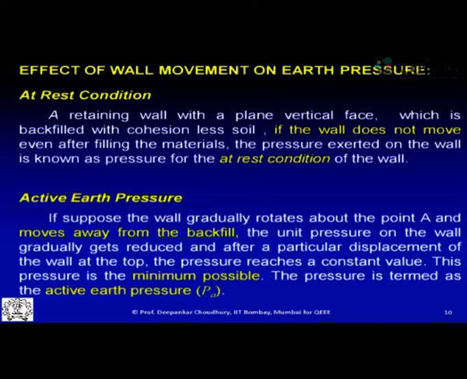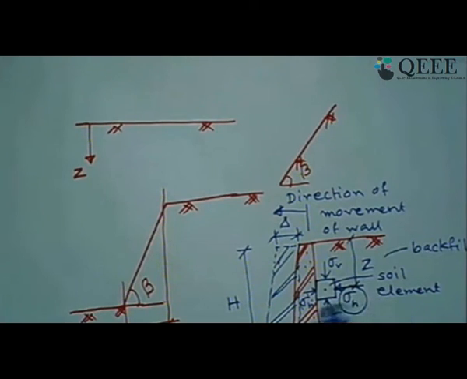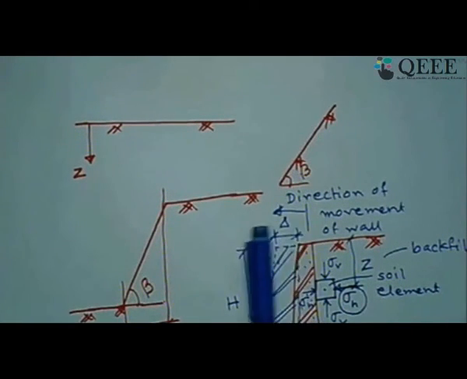Whereas for the active state of pressure, if the wall is gradually rotated or moves away from the backfill soil, then the unit pressure acting on the wall gradually gets reduced. As the soil initially exerted pressure on the wall, that slowly gets reduced. Why does it get reduced? It is quite obvious from the picture which we have shown earlier. Initially when the wall was at this position, this red color, the soil laterally was giving a certain amount of pressure. Now when, due to that pressure, the wall has moved in this direction, away from the backfill soil, then obviously to maintain equilibrium this pressure has slowly reduced till it reaches its verge of failure state or the plastic state, which we have termed as active state.